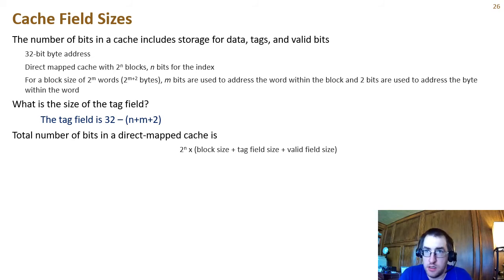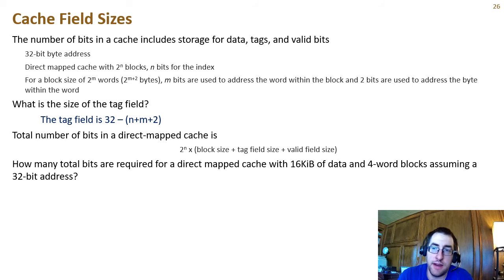So the total number of bits that a direct mapped cache uses is 2 to the n, the number of blocks, multiplied by the cost of each block. Each block has the block size, which is however many bytes we're storing, so 2 to the m words, plus the size of the tag, since we have to store the tag in every block so that we can do a match comparison, and then a valid bit.